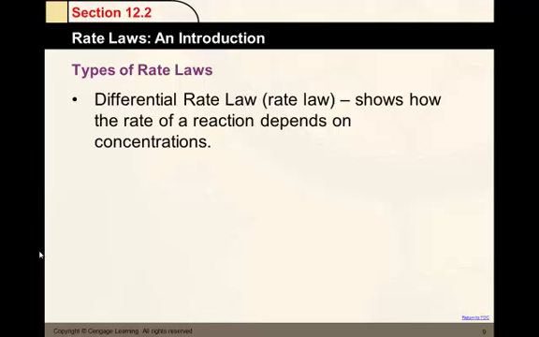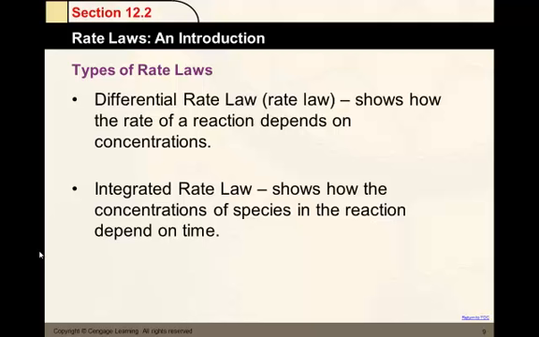There are different types of rate laws. Differential rate law, which is the one we learned in intro and we're going to remember again. It's going to show us how the rate of reaction depends on concentrations. And the integrated rate law, it shows how the concentrations of species in the reaction depend on time. The integrated rate law will be something that we will discuss in another video.